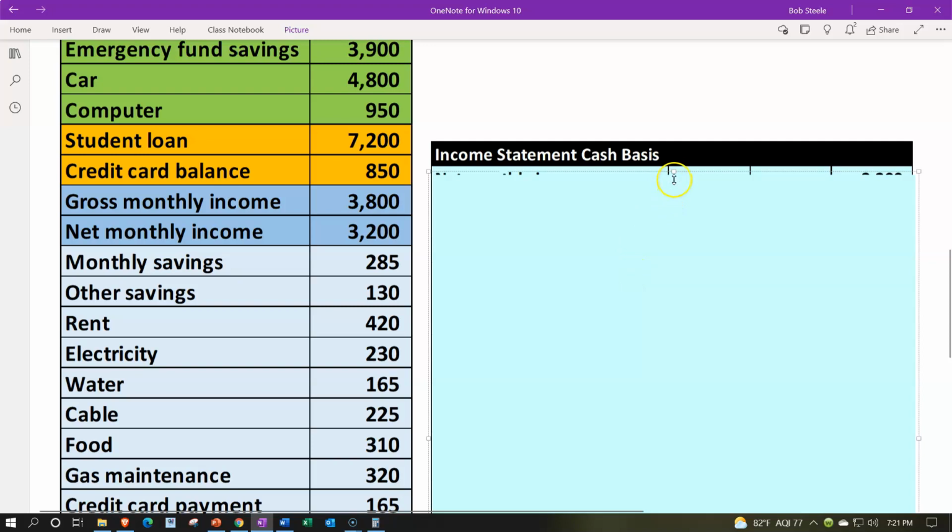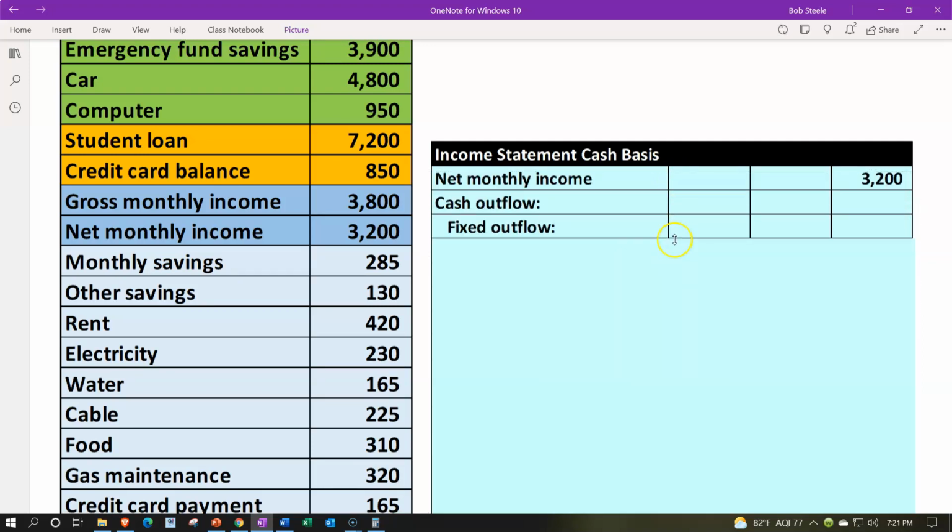So let's start to put this thing together. We're going to start out with the net monthly income, and we're going to start out with the income at the $3,200. So notice what we have over here is the gross monthly income and the net monthly income. So that's your choice on the income side of things.